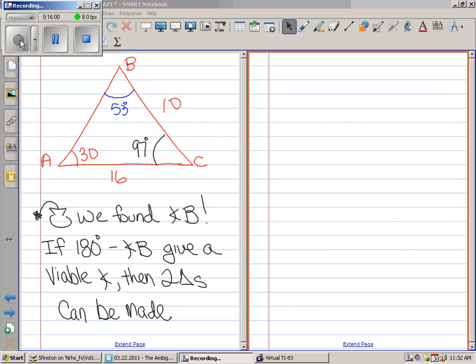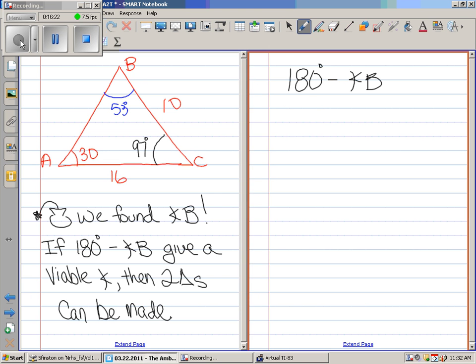There's a rule, all right? What is the other possible triangle I could be talking about? Well, it turns out there's another option for B. Okay? There's another option for B. How much is 180 degrees minus B? That's 180 degrees minus the amount we found for B, which is 53, which is 127. Okay?